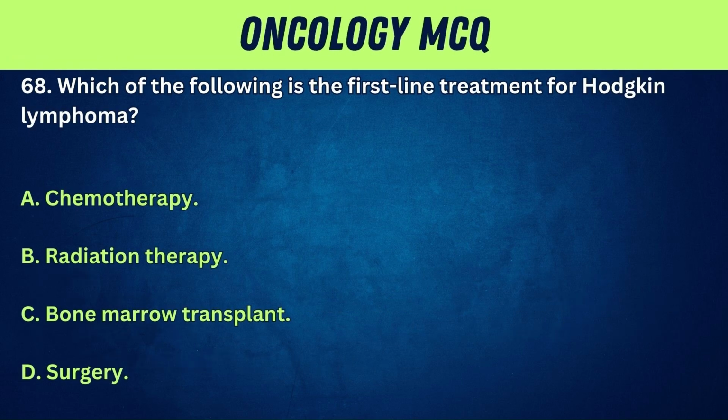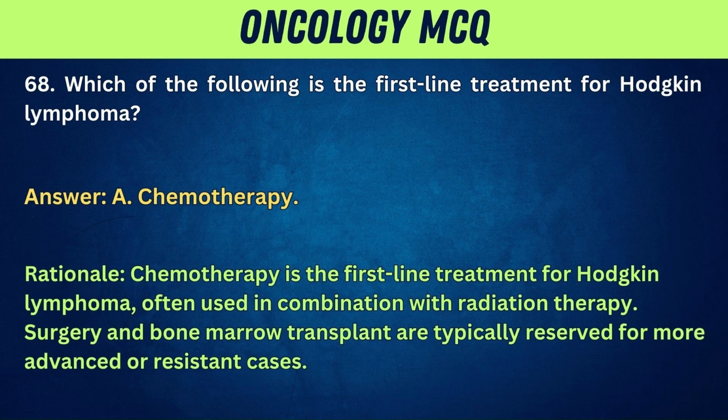68. Which of the following is the first-line treatment for Hodgkin lymphoma? A. Chemotherapy. B. Radiation therapy. C. Bone marrow transplant. D. Surgery. Answer: A. Chemotherapy. Rationale: chemotherapy is the first-line treatment for Hodgkin lymphoma, often used in combination with radiation therapy. Surgery and bone marrow transplant are typically reserved for more advanced or resistant cases.